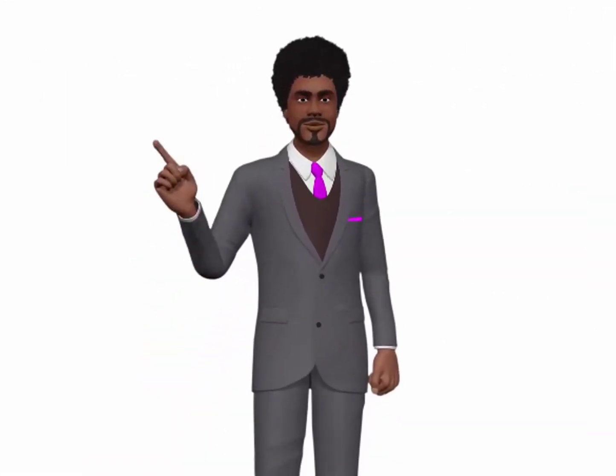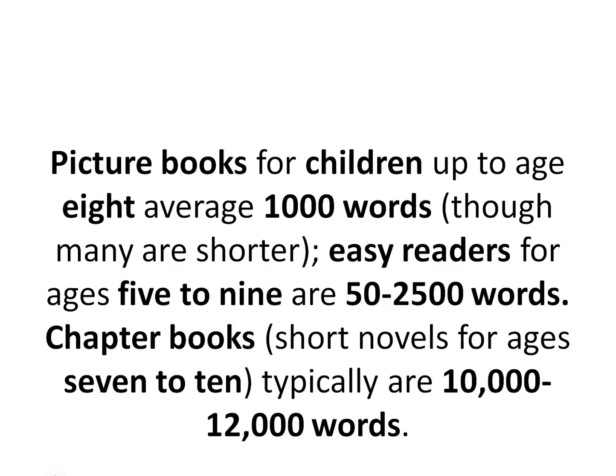How many words are in a children's picture book? Picture books for children up to age 8 average about 1,000 words, though many are shorter. Easy readers for age 5 to 9 are about 50 to 2,500 words. Chapter books, short novels for ages 7 to 10, typically are about 10,000 to 12,000 words.